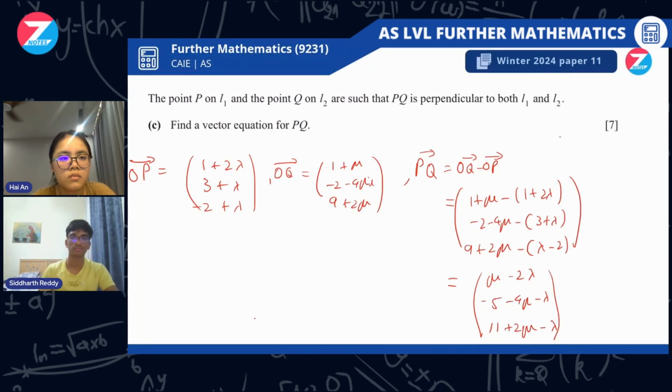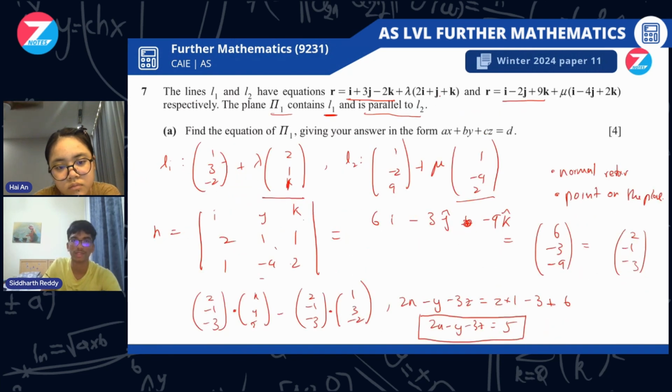Now they said that PQ is perpendicular to both L1 and L2. The test to check whether two vectors are perpendicular to each other is to take the dot product and check if it's equal to 0. If the dot product is equal to 0, that means the two vectors are perpendicular. So now we've got the direction vector of PQ. Now we just need to take the dot product of this with the direction vectors of these two.